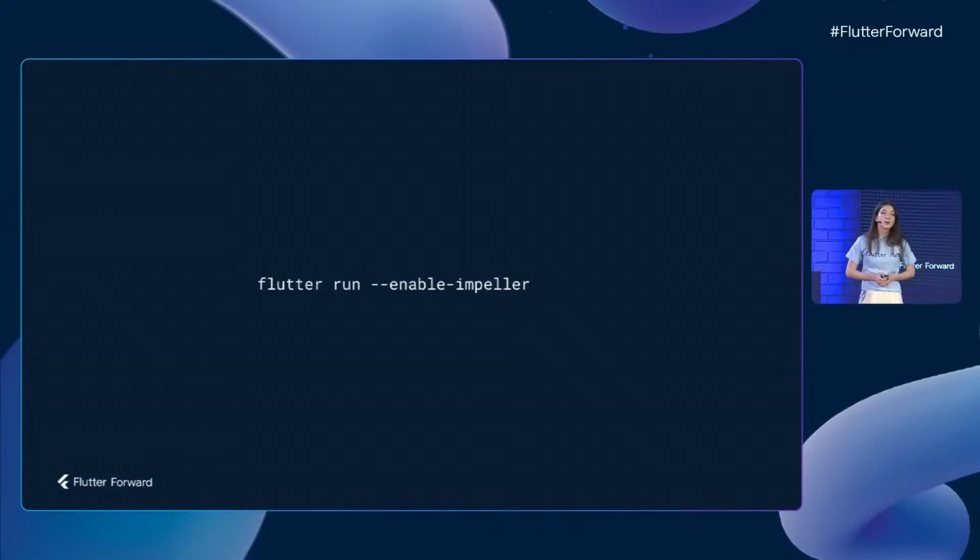So one feature that we're super proud of is Impeller, which, like we mentioned before, is a major rewrite of our graphics engine. For now, you can turn it on for iOS with this flag, but we're planning to turn it on by default in the next stable release, so long as we get good feedback. So please give it a try and let us know what you think.